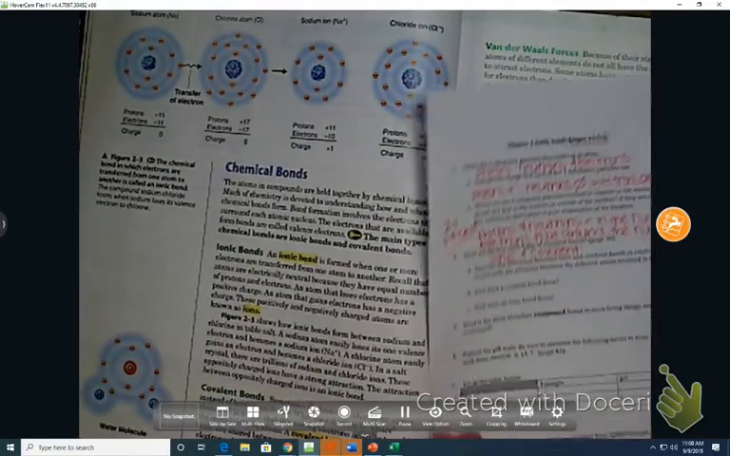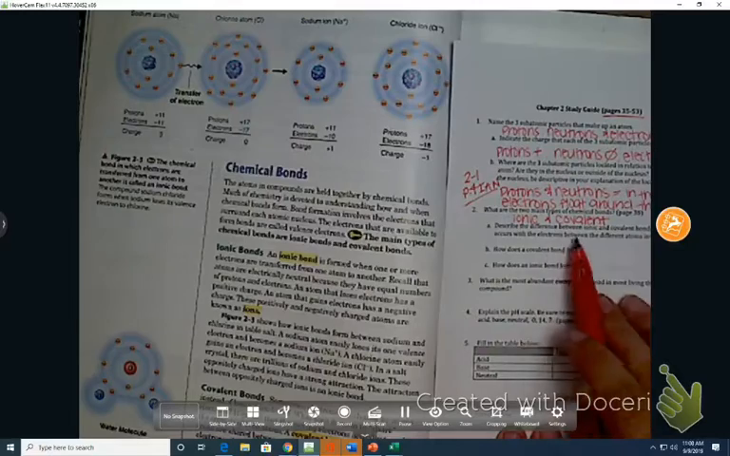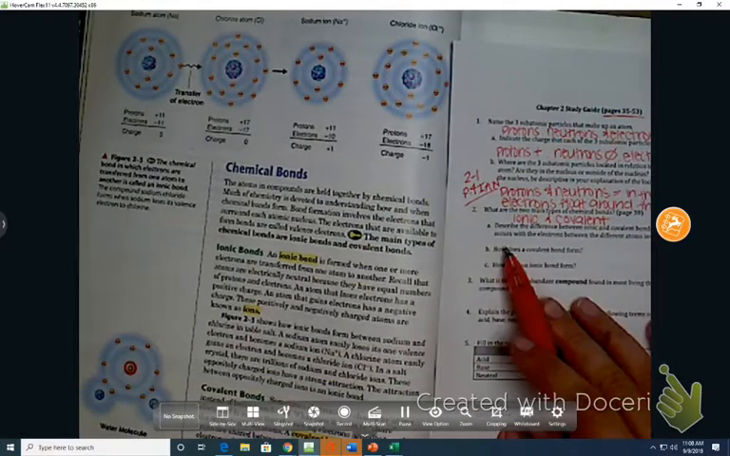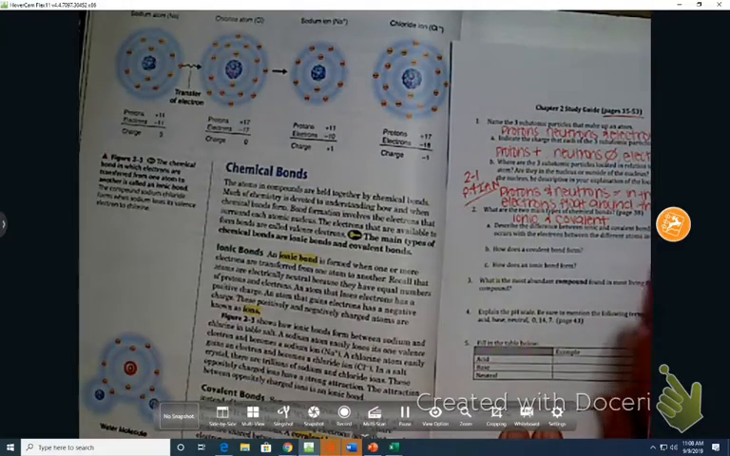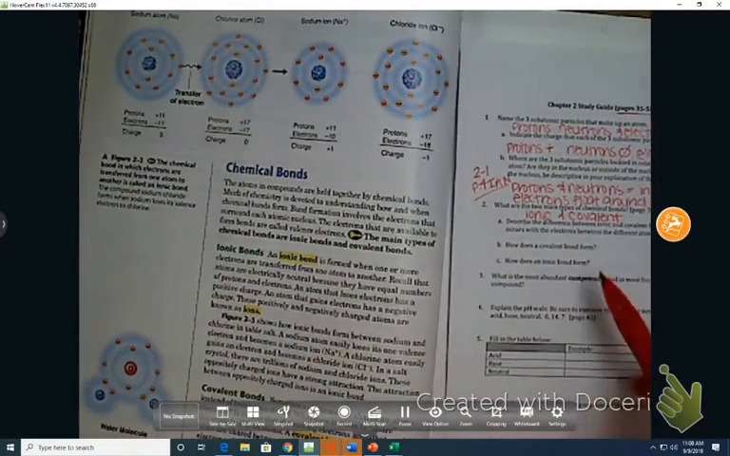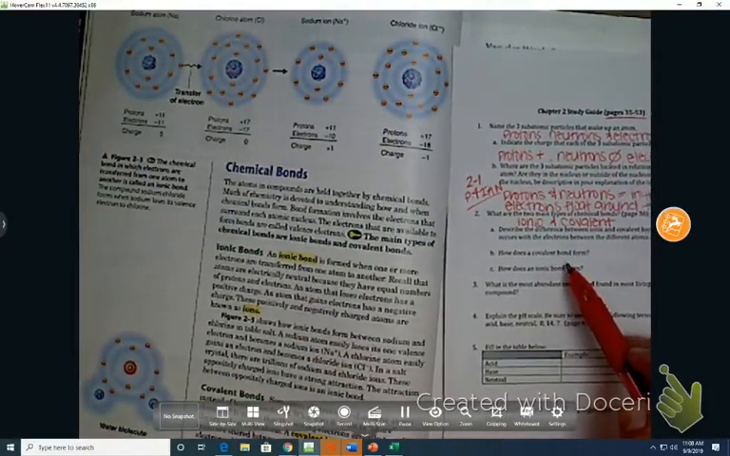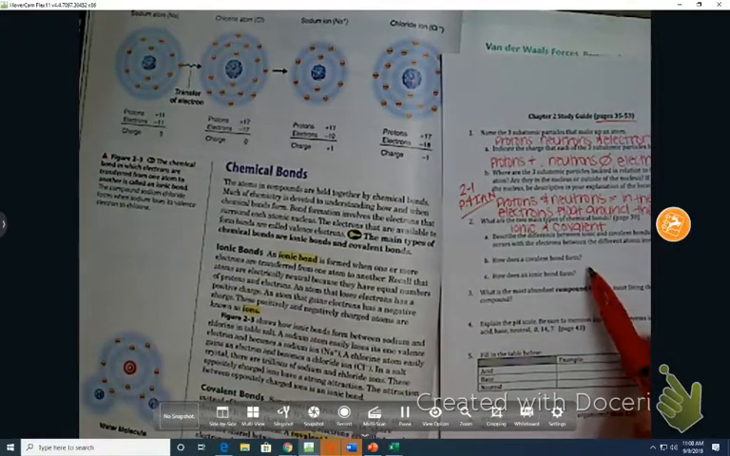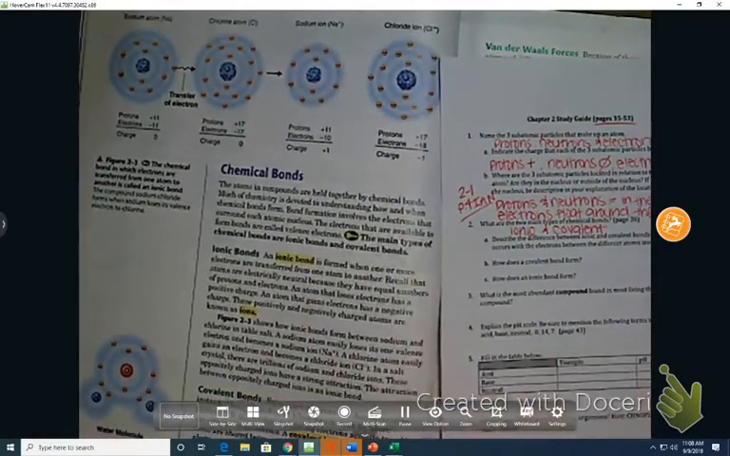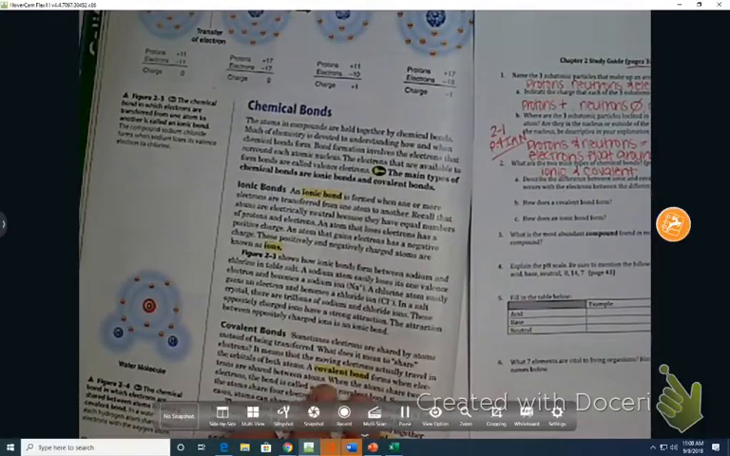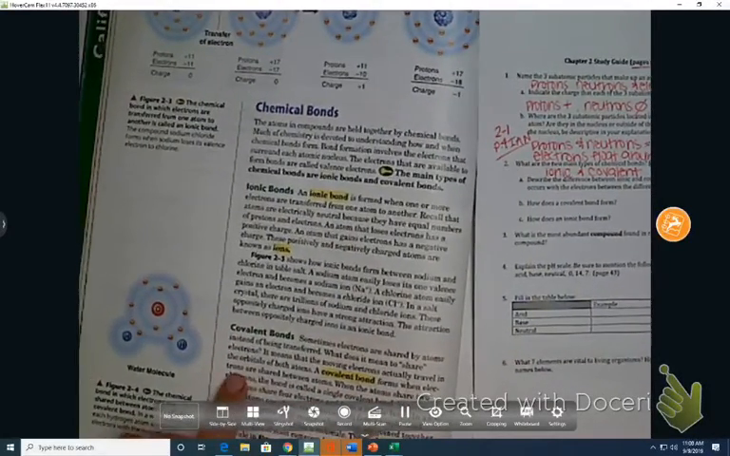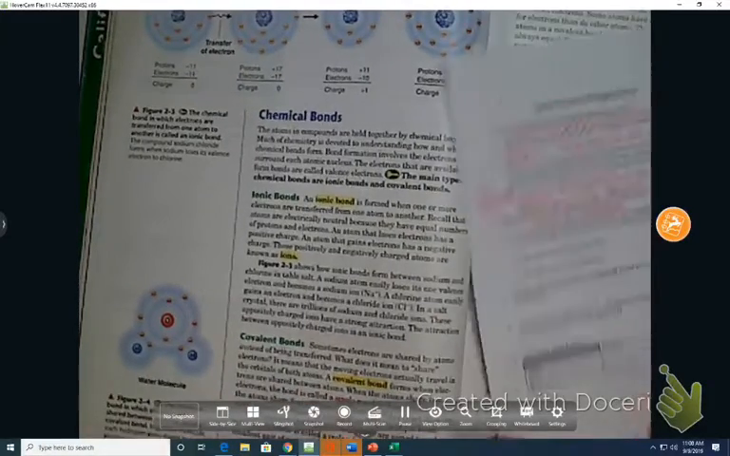Okay? Describe the difference between ionic and covalent bonds in relationship to what occurs with the electrons when different atoms are involved in the bonding. So let's answer B and C first. I actually think that's easier. So how does a covalent bond form? We can scroll down to here. At the very bottom it says a covalent bond forms when electrons are shared between atoms.